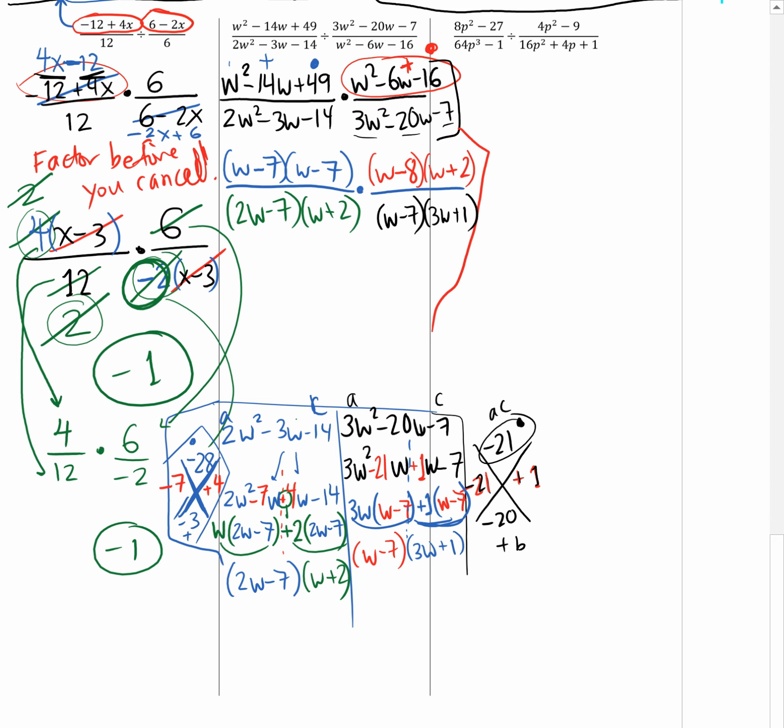Alright, what can cancel here? I see w minus 7. One of the ones from the first numerator cancels with the denominator. Oh my gosh, is that it? No. W plus 2 cancels across. That's really it? Are you serious? Alright.